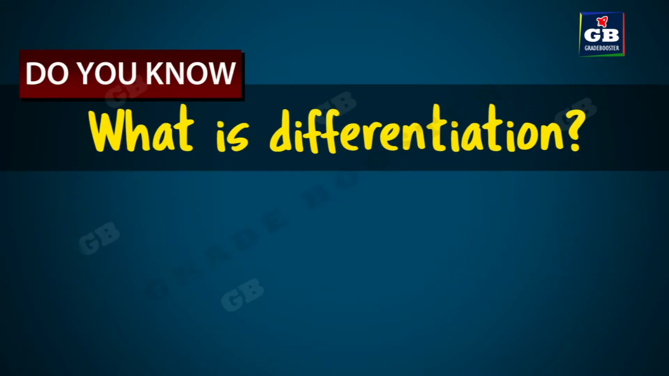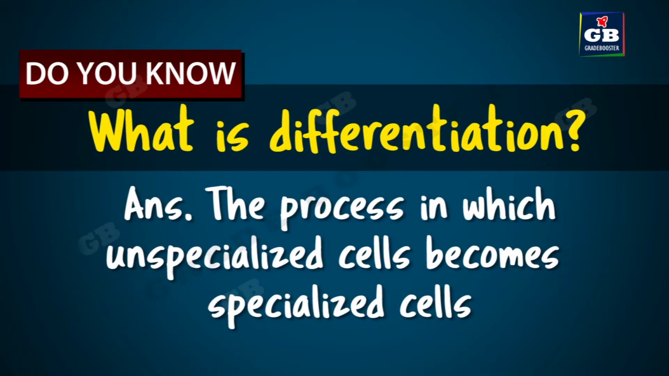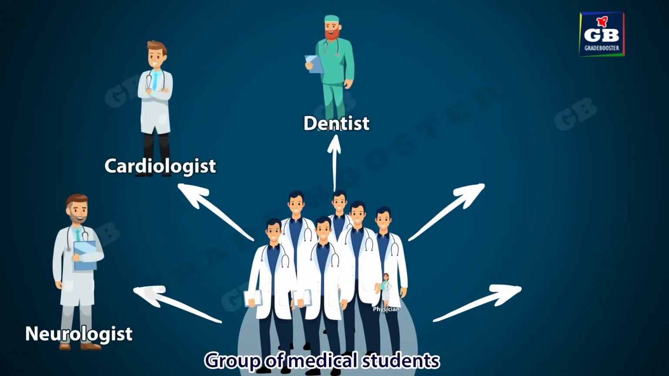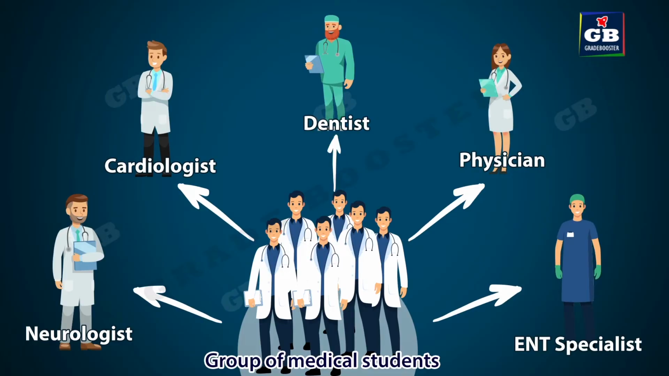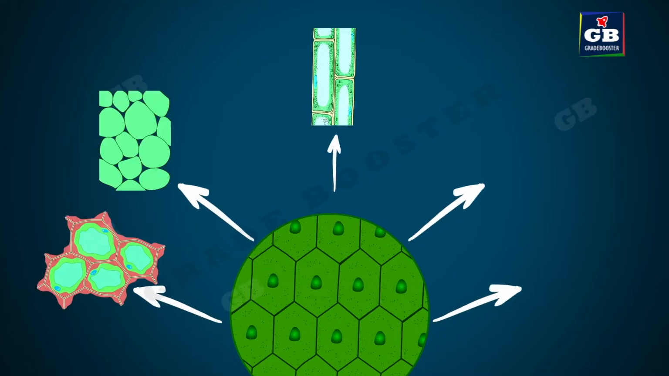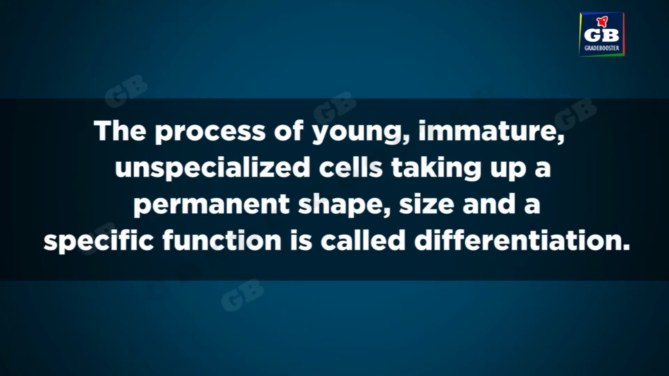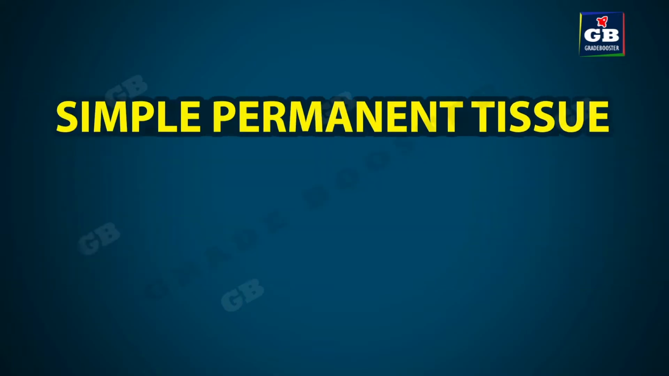Do you know what is differentiation? The process in which unspecialized cells become specialized cells. We can compare the unspecialized cells to the students of a medical college or university. After they graduate, they may take up a specialization and become a specialist. In the same way, the young, immature, unspecialized cells like meristematic cells get differentiated into permanent tissue with specific functions. So, the process of young, immature, unspecialized cells taking up a permanent shape, size, and a specific function is called differentiation.